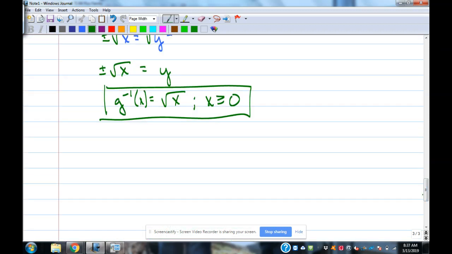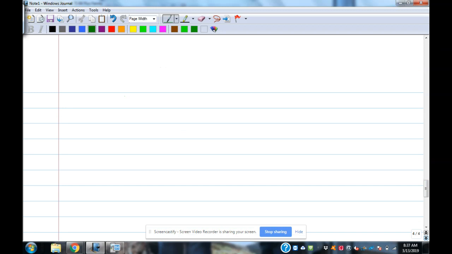Okay. All right. Let's talk about how this even relates to what we did in section 6.1 with function composition. Because it seems random that we did function composition and now we're doing these inverse things. It doesn't seem like there's a connection.